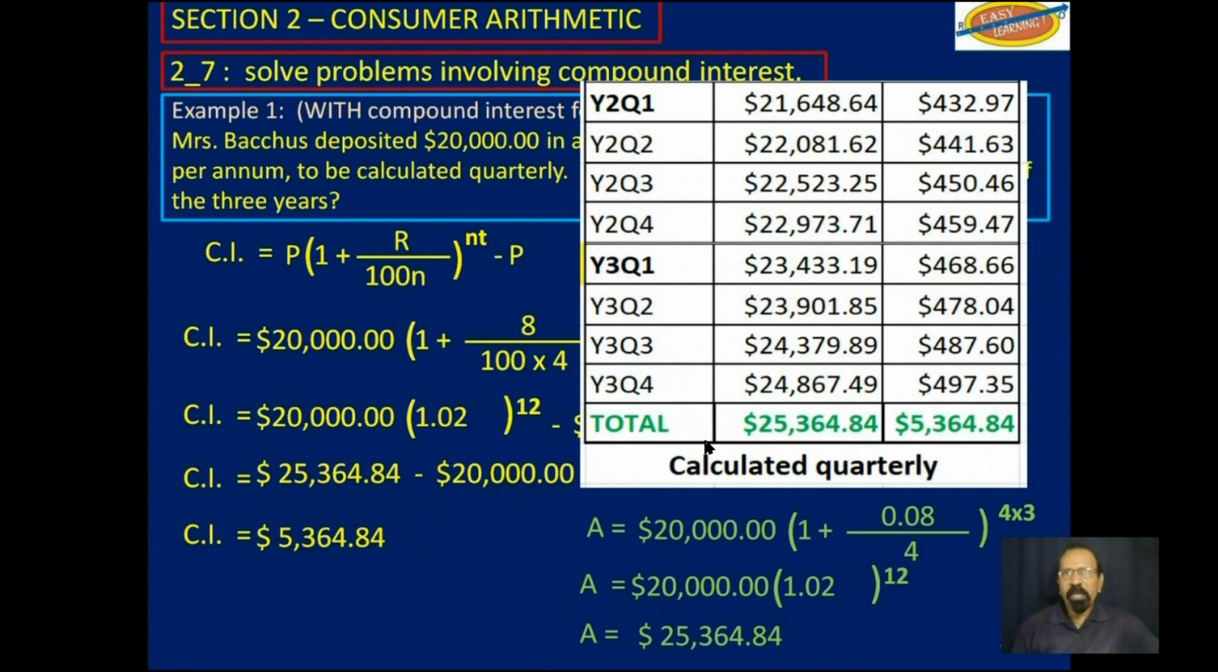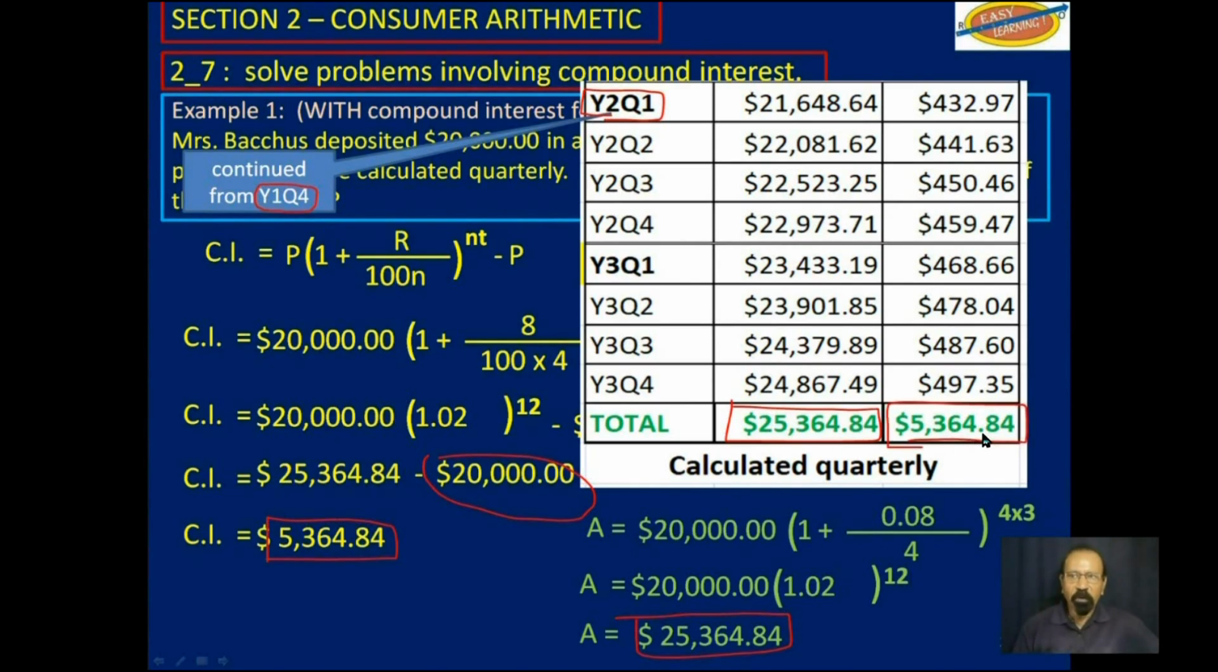Okay, so this was when we calculated it. This table started at year 1, quarter 4. From there, now we're at year 2, quarter 1. So this is only part of the table, the same table that we saw before. 25,364.84, that is the amount. If you subtract the principal from that, you will get the interest. But if you learn the formula for amount, you don't need to learn the formula for compound interest.